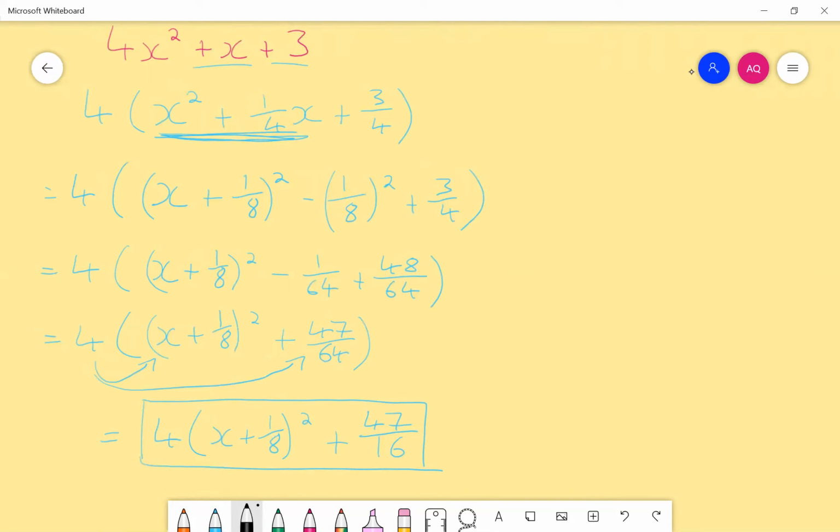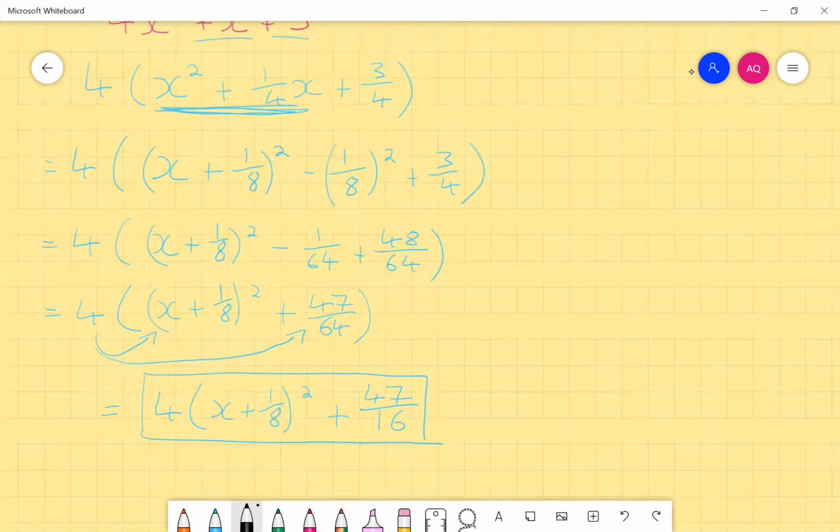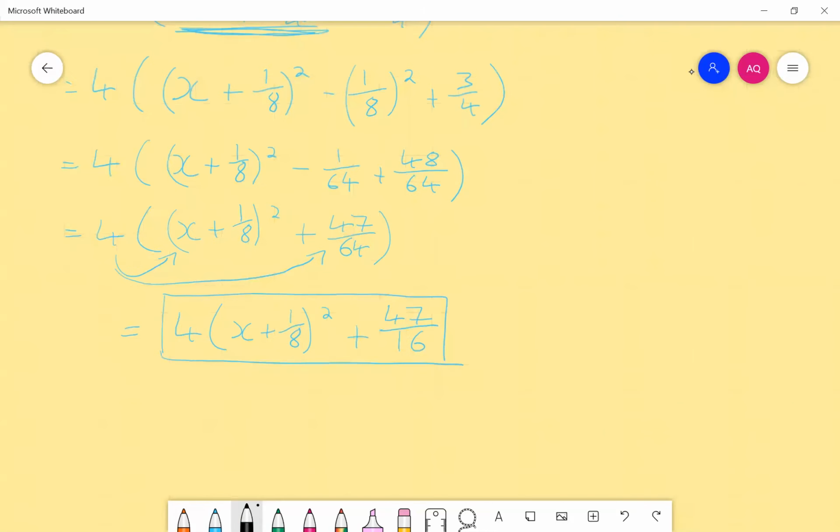Now, how can they ask this in an exam? So one way that they can ask it is they could say, write your equation in the form, say, a times x plus b squared plus c. So that's kind of an indirect way of asking you to complete the square. They could use the words completing the square either.